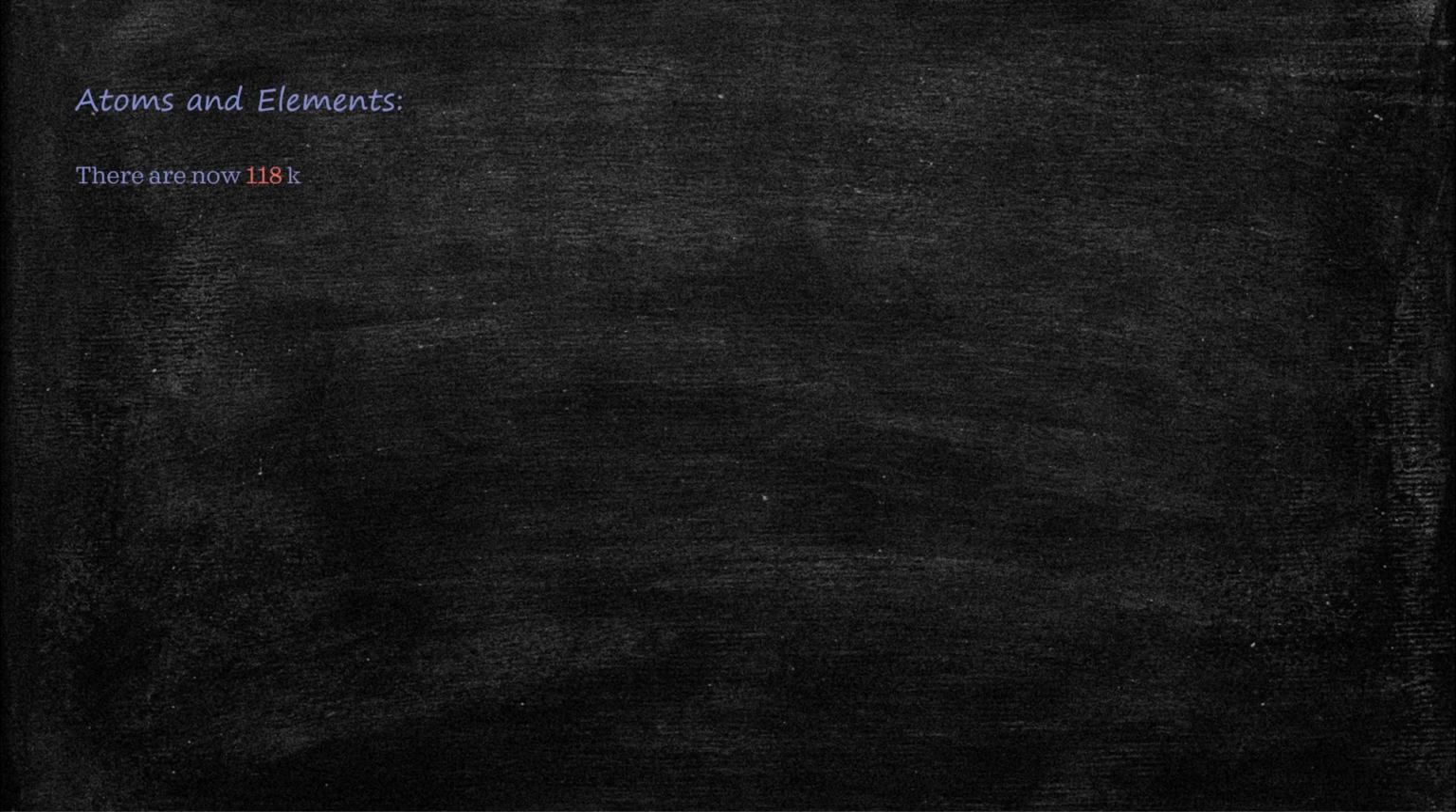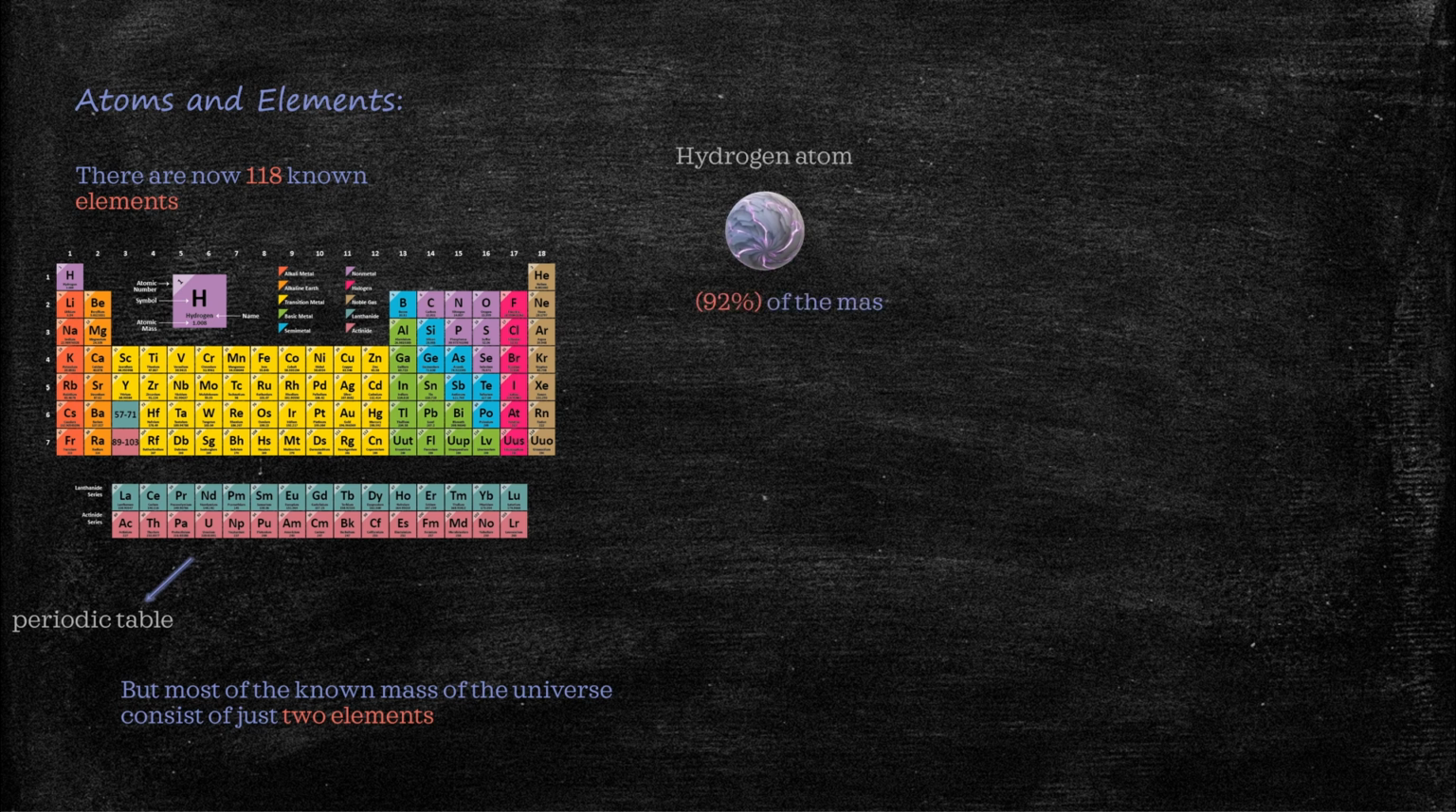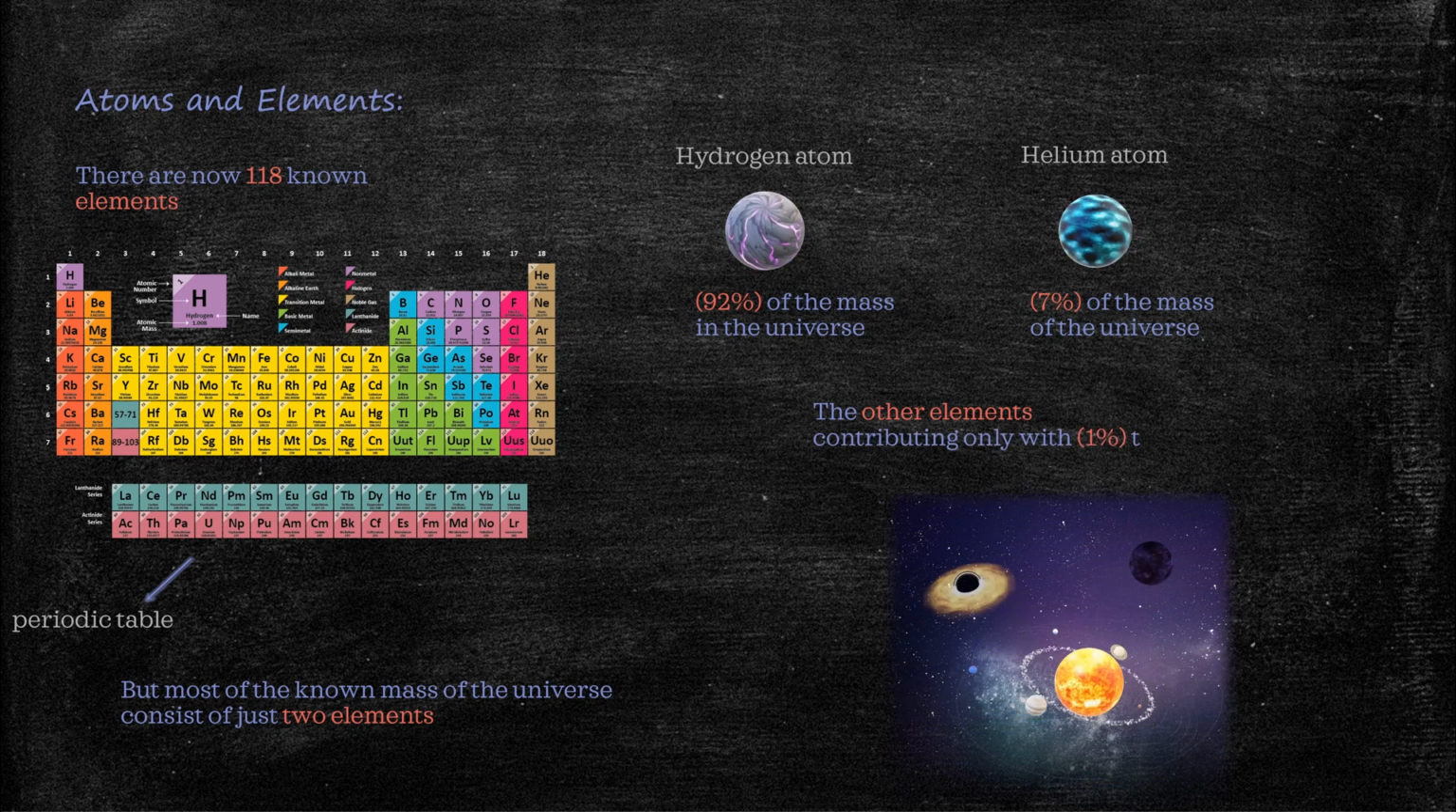There are now 118 known elements, but most of the mass of the known universe consists of just two elements: hydrogen with 92% of the mass of the universe and helium with 7% of the mass of the universe, with the other elements contributing only 1% of the total mass of the entire universe.